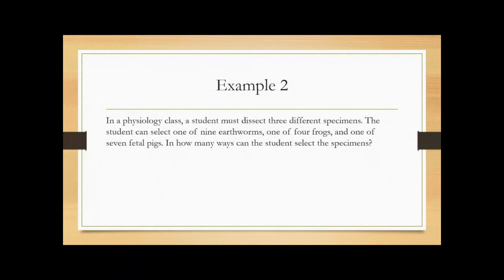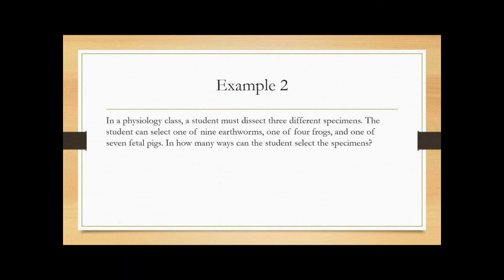Okay, now here's example 2. In a physiology class, a student must dissect 3 different specimens. The student can select one of 9 earthworms, one of 4 frogs, and one of 7 fetal pigs. In how many ways can the student select the specimens?